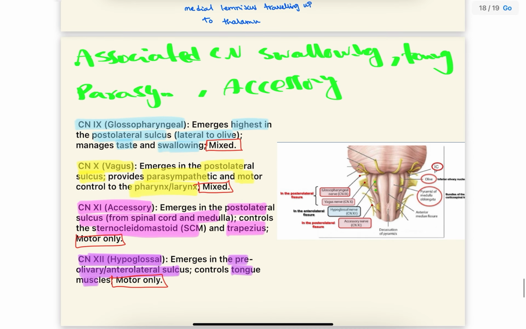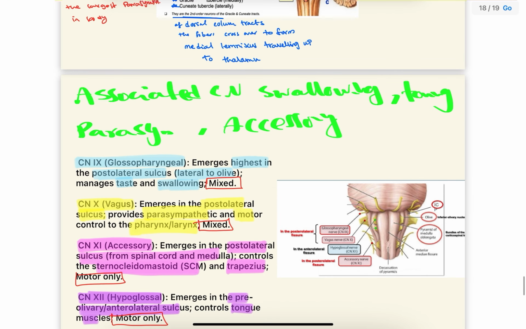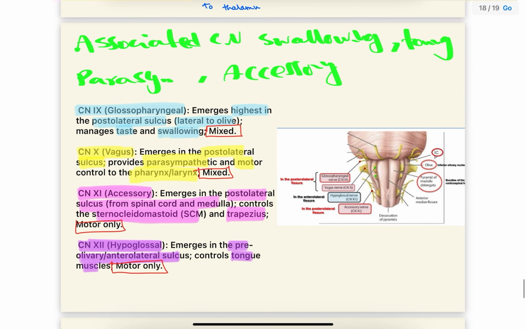Now, what are the associated cranial nerves with the medulla oblongata here? I have them associated with swallowing, your tongue, your parasympathetic, and accessory. They are four: the glossopharyngeal, the vagus, the accessory, and the hypoglossal. Glossopharyngeal, from its name, is associated with your taste and swallowing, and it's mixed.